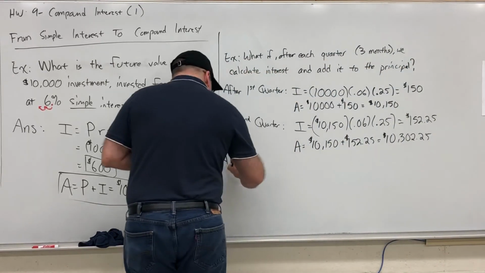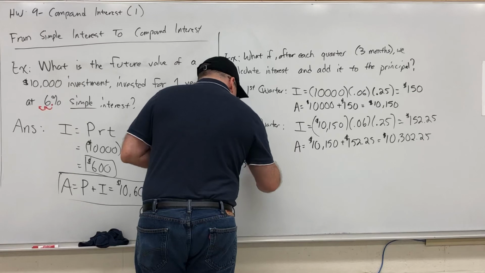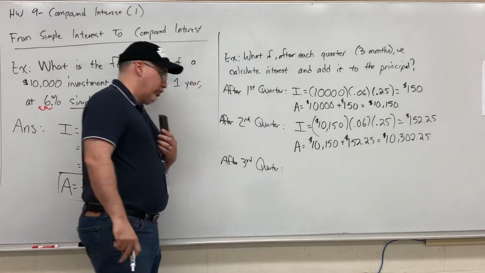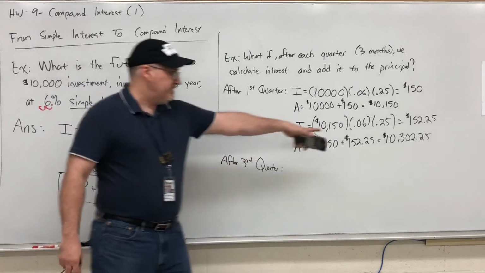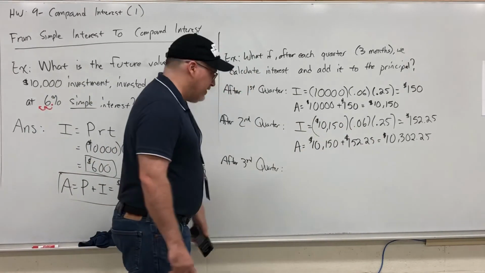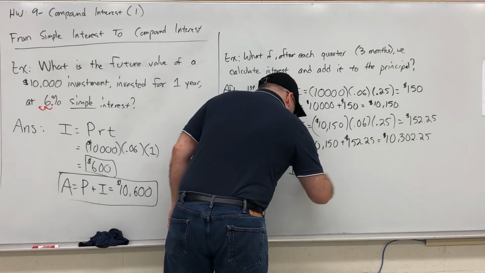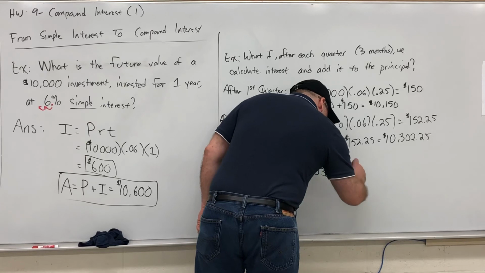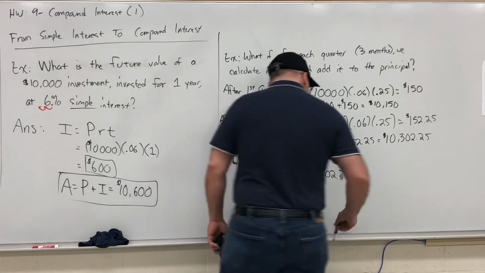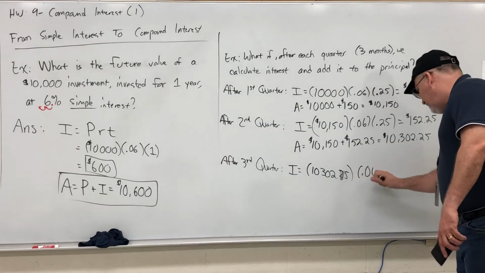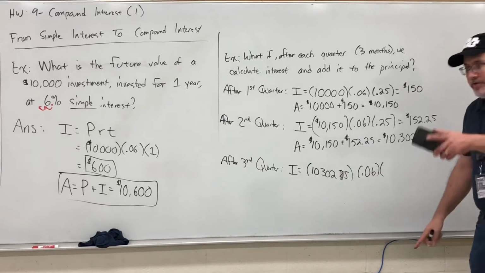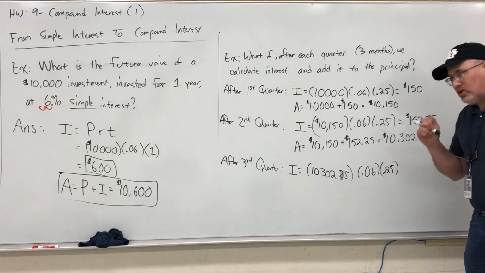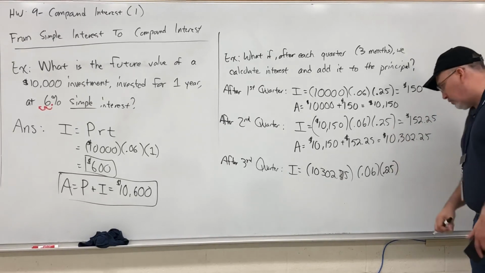So after the third quarter, well, let's think about what happens at the beginning of the third quarter. After the second quarter ended, we had $10,302.25. So that's our new principal, $10,302.25. Our interest rate is still 6%, and we're still investing it for another quarter of a year. Remember, we restarted the investment clock at the end of the second quarter.